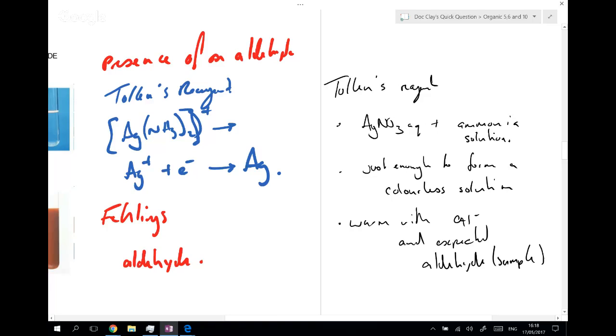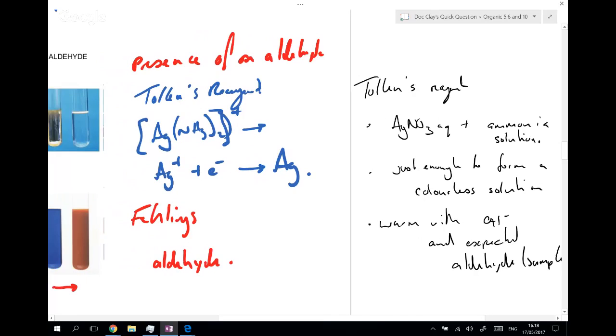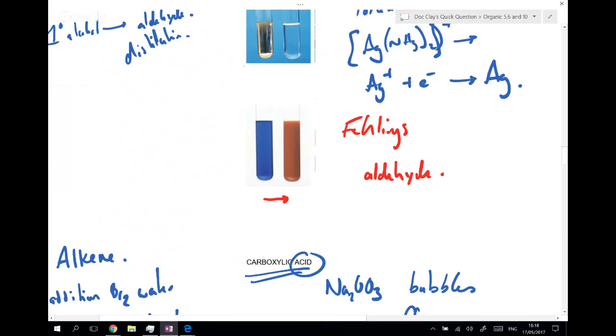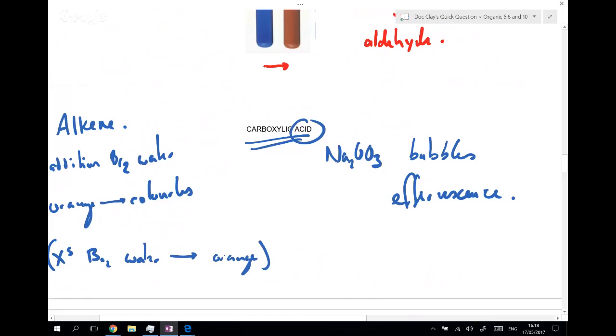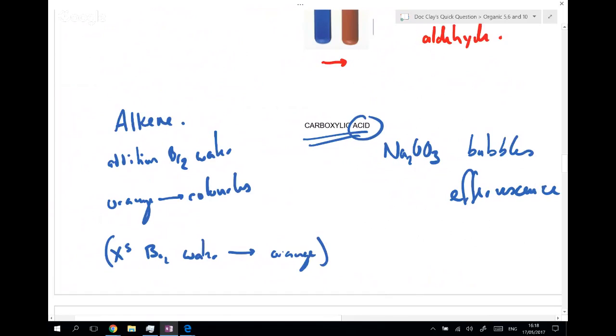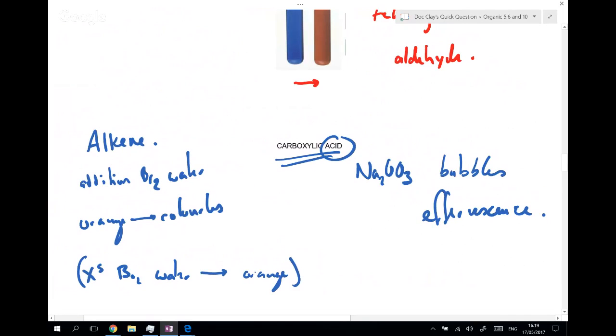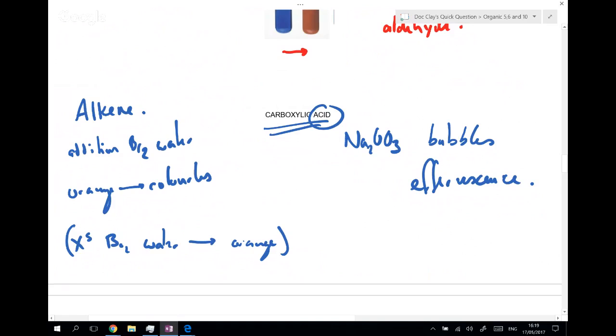Cool, no worries. So there's our required practical 6. Make sure you know all of those tests: carboxylic acids, alkene, Fehling's solution, and Tollens' reagent. Quite likely they'd ask you to come up with a way of identifying between some different samples, perhaps between some different types of alcohols, and you've got to be able to come up with a way of doing that. And we'll see some examples in a minute.